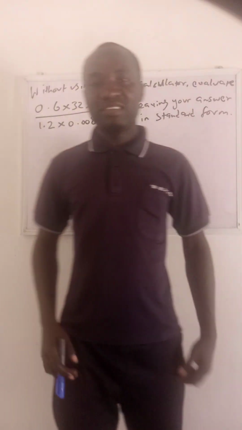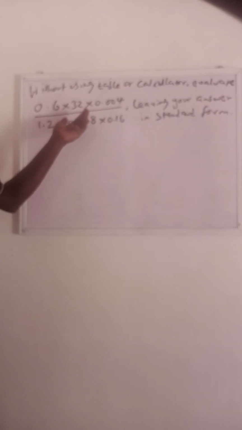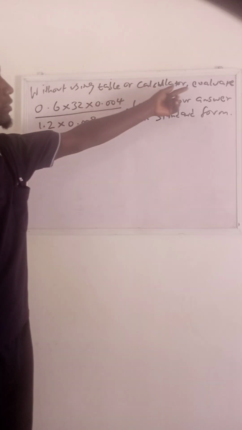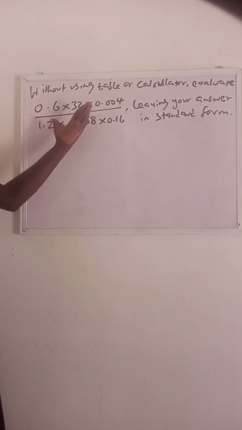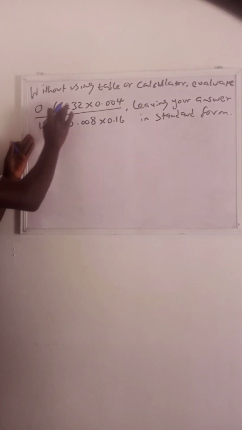And we have a question here to simplify a simple fraction without using table or calculator. Evaluate this fraction, leaving your answer in standard form. Now, what we have here is 0.6. This 0.6 now, I would like us to work to remove the decimals.